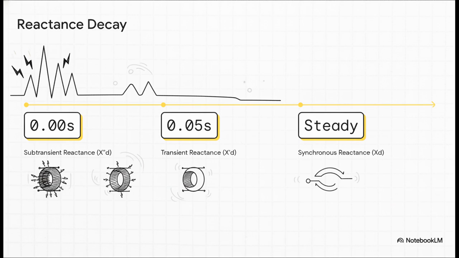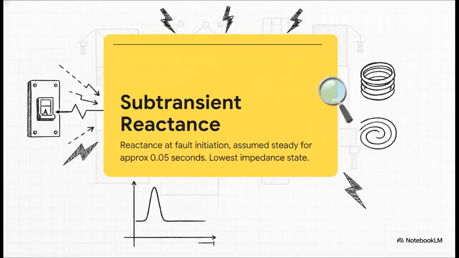Here's what's actually happening. When a fault hits the system, the current slams to this huge, violent peak, and then it decays chronologically across 3 distinct time-based stages over the next several seconds. The generator is literally fighting the fault in these 3 phases, and each one has a specific reactance value. We've got the subtransient reactance right at impact, the transient reactance kicking in around 0.05 seconds later, and finally, it settles into the synchronous reactance at steady state. Let's break these down, starting with the absolute most severe.